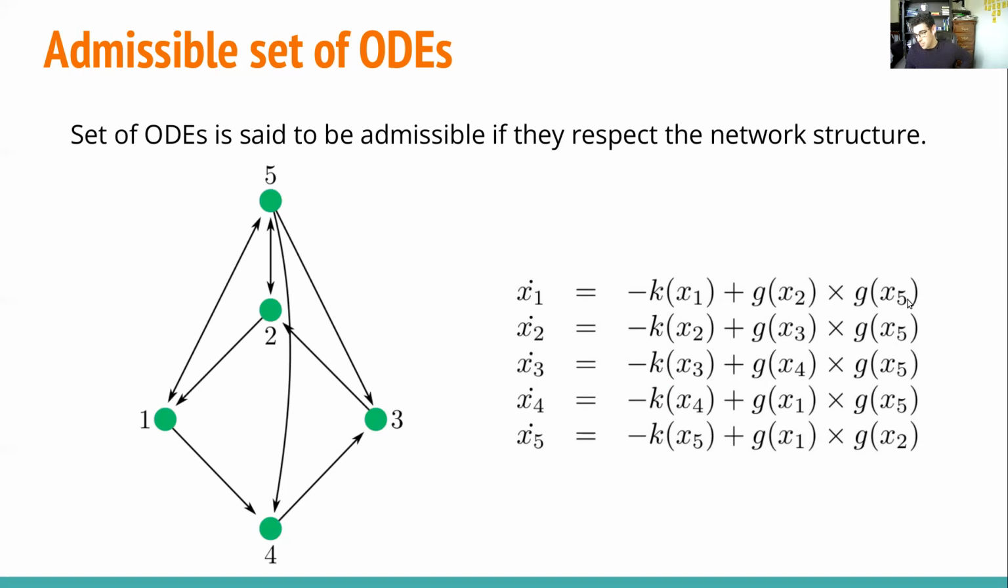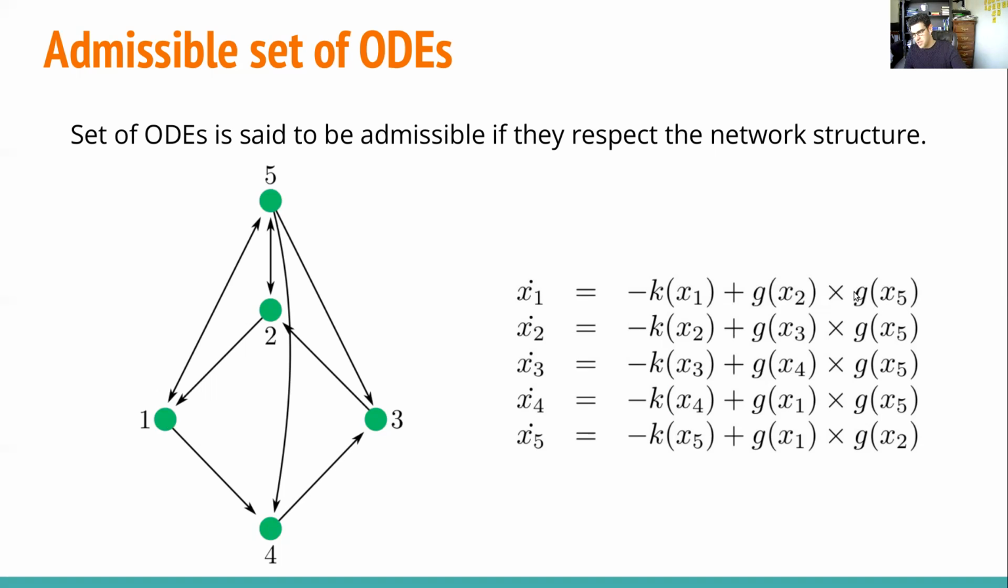And then there is a coupling term, and this coupling term depends on the dynamics of the nodes that send input to node 1. So node 1 receives from node 2 and from node 5. So here you can see there is a function g of node 2 and node 5. The coupling terms are the same. Just note that the coupling has to be the same for all the inputs.